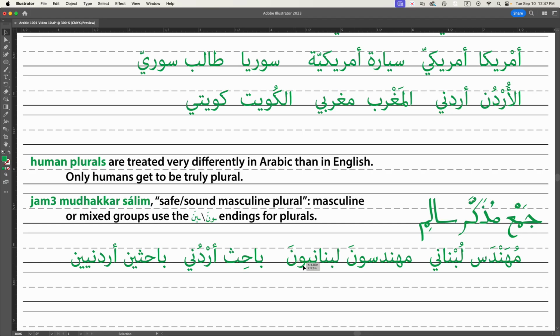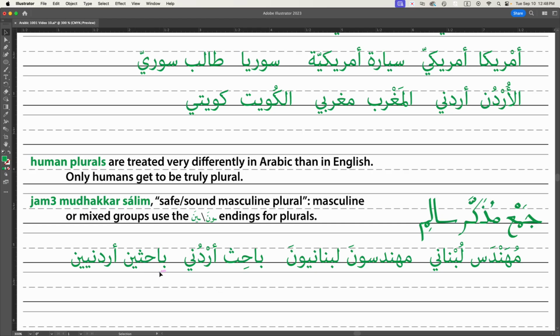So human plurals tend to rhyme as well when they're in this what we call sound form. So muhandisuna lubnaniyuna. Now we know that it's a group of three or more people, at least one of whom is a man, and they're Lebanese and they're engineers. A bahith is a researcher. You can see it's got the fa'il form. It's the doer of this act. Urduni, so a bahith Urduni is a Jordanian researcher.